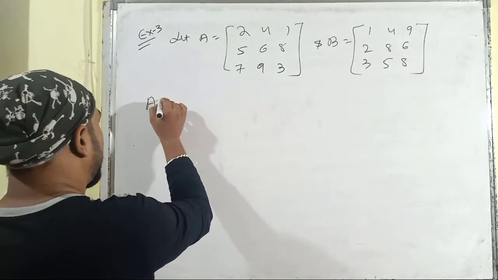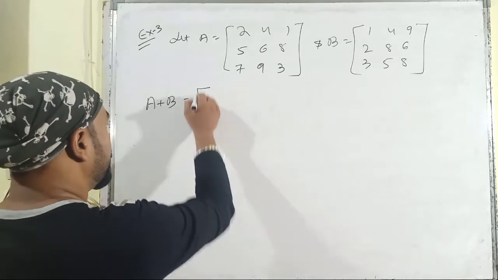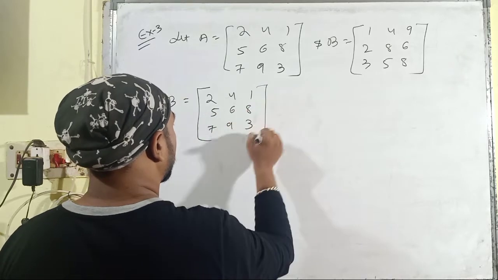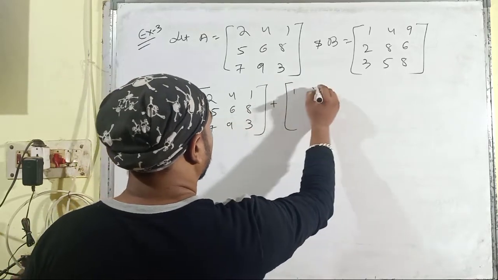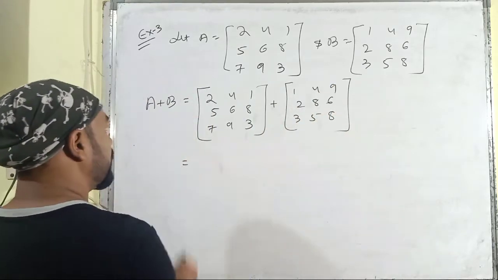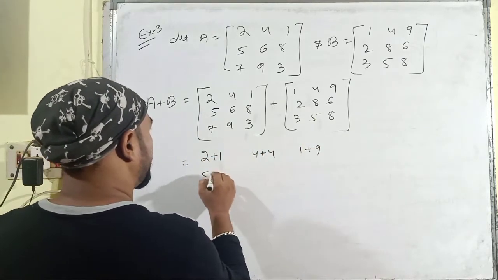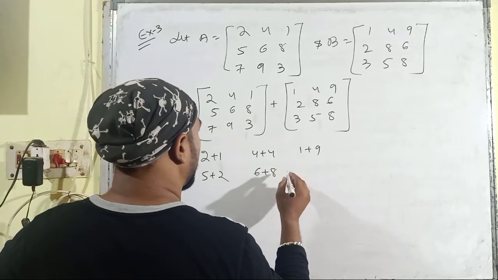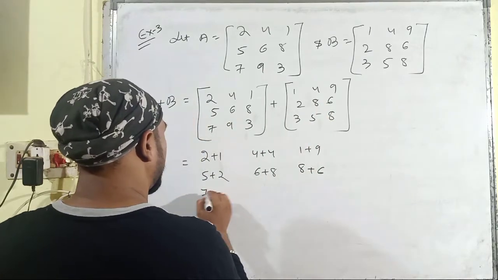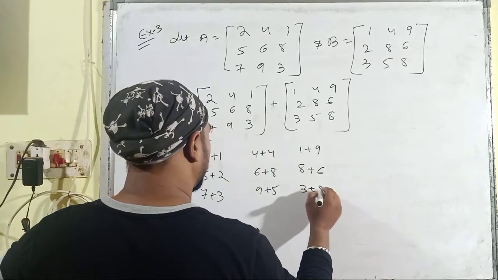And let us add the matrix B with A. That means we have to define the sum of A and B. So here also we have to add the corresponding elements from both of the matrices. So it is 2 plus 1, then 4 plus 4, 1 plus 9, 5 plus 2, 6 plus 8, and then 8 plus 6, 7 plus 3, then 9 plus 5, and the corresponding element of 3 is 8, so 3 plus 8.